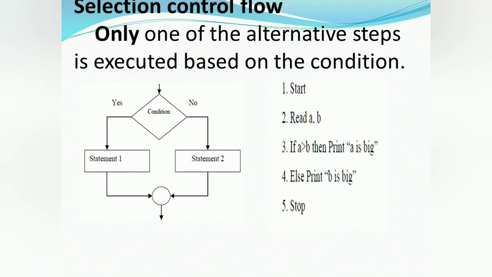Next, selection control flow. A selection statement causes the program control to be transferred to a specific part of the program based upon the condition. If the conditional test is true, one part of the program will be executed. Otherwise, it will execute the other part of the program. Only one of the alternative steps is executed based on the condition.